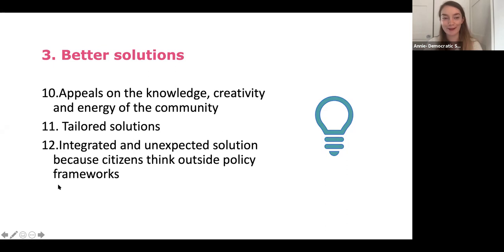Yeah, better solutions. It brings in all the knowledge and creativity and energy of the community. Tailored solutions, so it might suit a specific local area that wouldn't necessarily suit somewhere else. And you can get unexpected solutions because people are thinking outside the box, outside the regulations and policy frameworks that are set, and finding better ways of doing things that you would never have thought of otherwise.